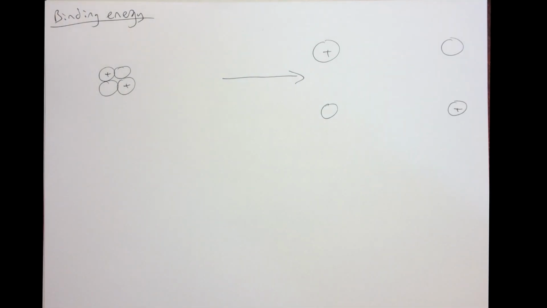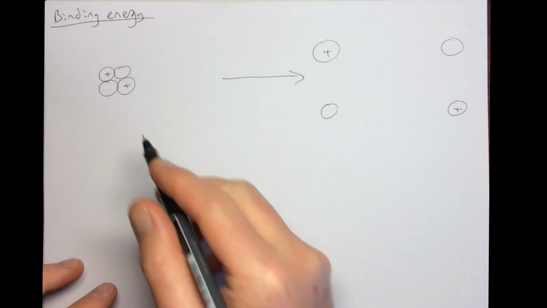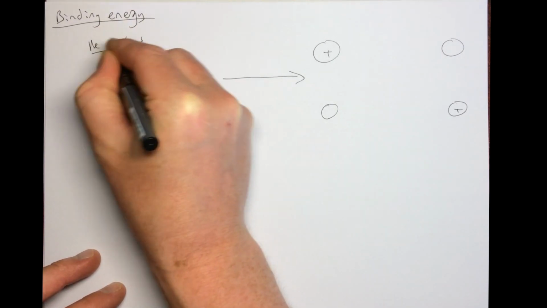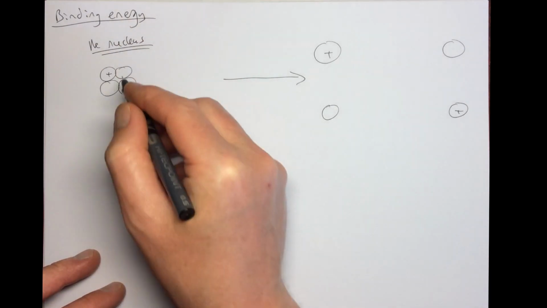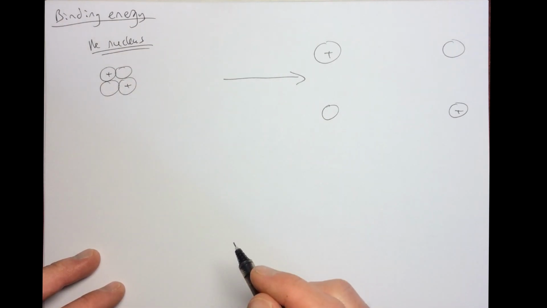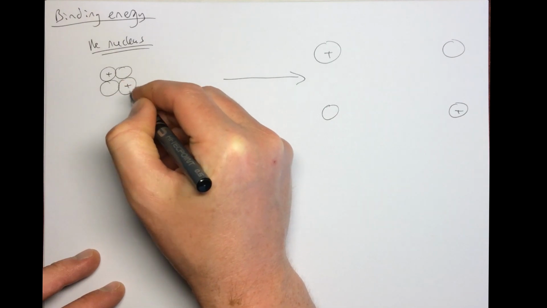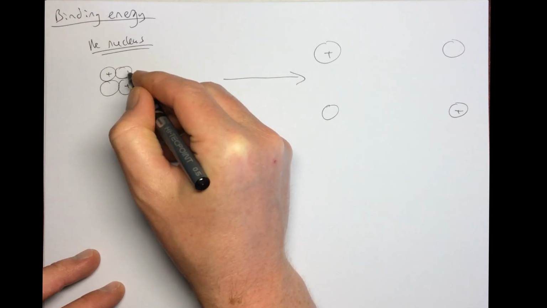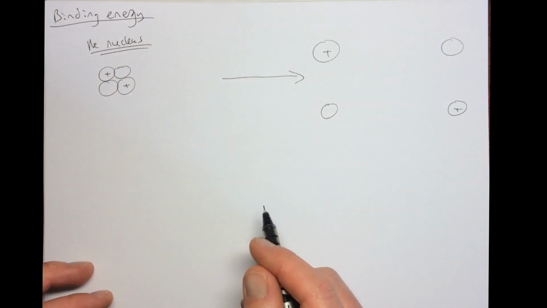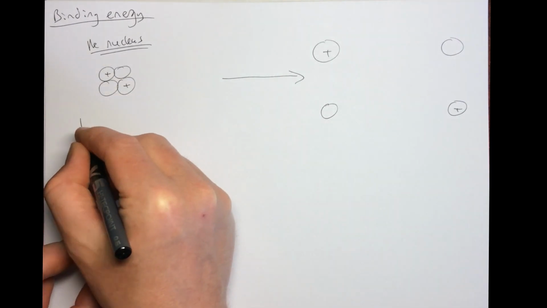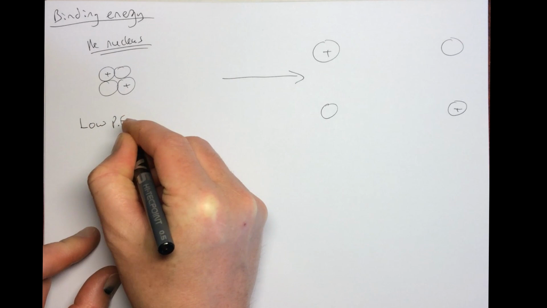Okay, so we've already talked about binding energy, but let's just recap it a little bit. So here's our helium nucleus. Okay, there it is. And it's bound together, obviously, into a nucleus. It's held together by the strong force. These two protons are repelling one another, but the strong force dominates because they're so close together, and it holds the nucleus together. Now, we know that this is in a lower potential energy state.